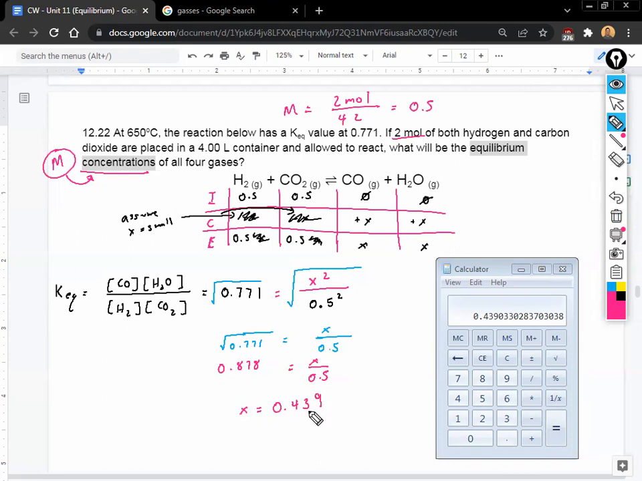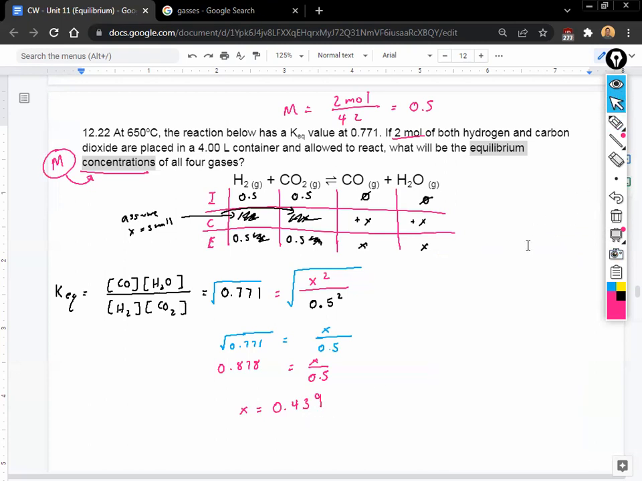Did I mess up somewhere? I think I messed up somewhere. We'll see. Maybe the 5% rule doesn't work here. This would be a good example of how to use it. Okay, I'm going to test the 5% rule. So x divided by the concentration. Yeah, this isn't going to work.